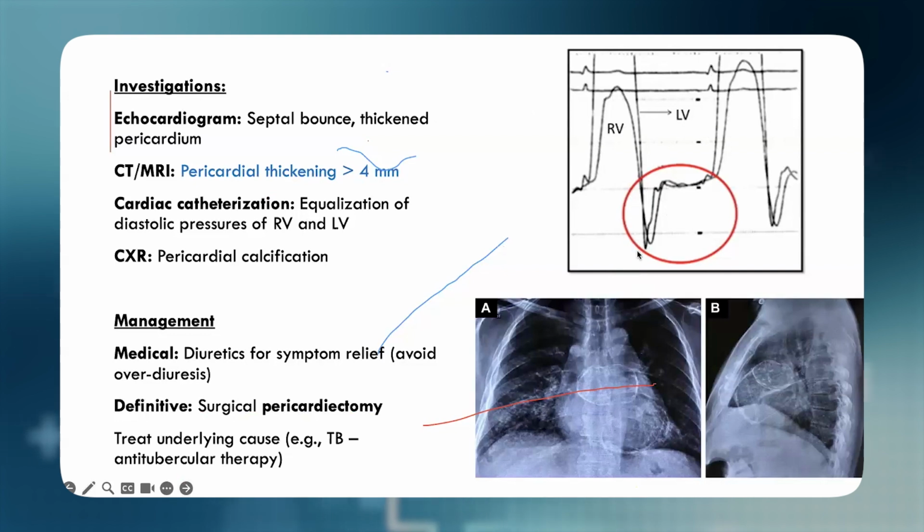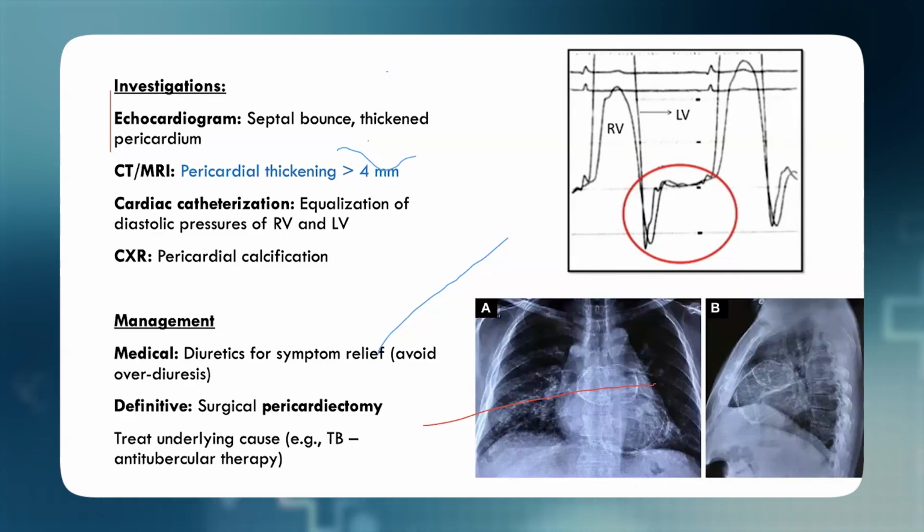But here, see, in the right atrium, there is filling, suddenly it stops because it cannot accommodate any more blood. So this is the square root sign seen in constrictive pericarditis. CT MRI, there is pericardial thickening of more than 4 millimeter.